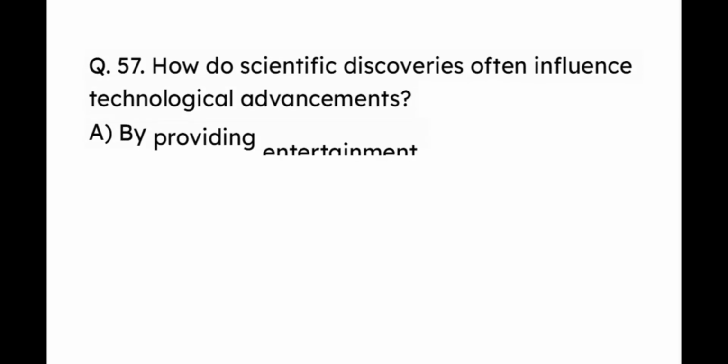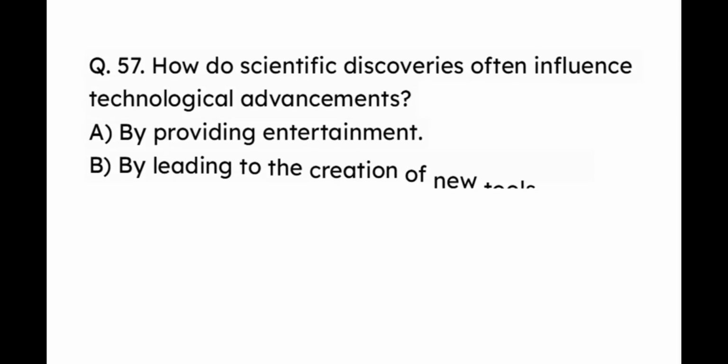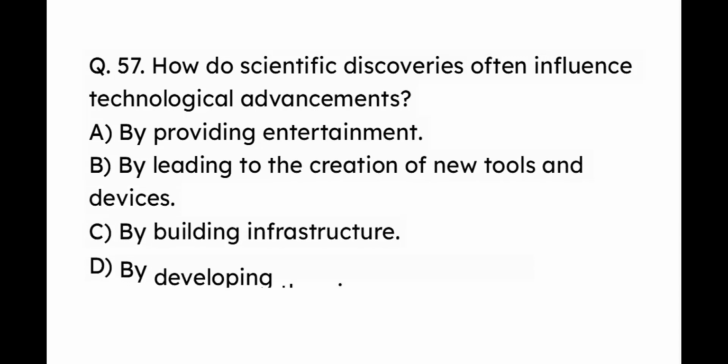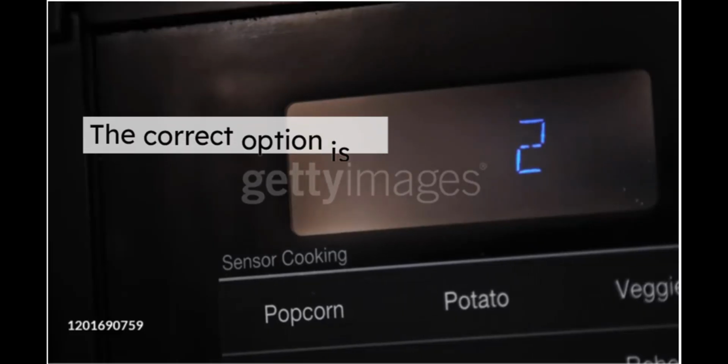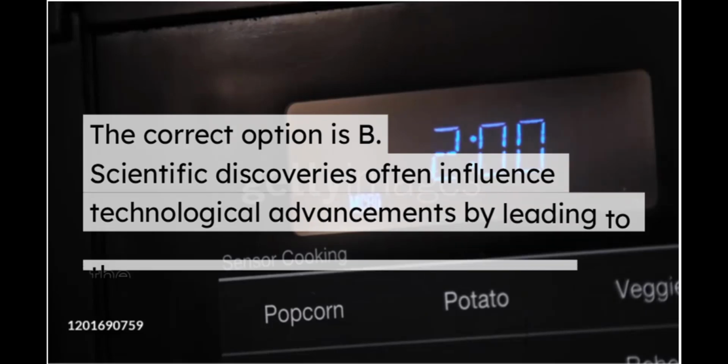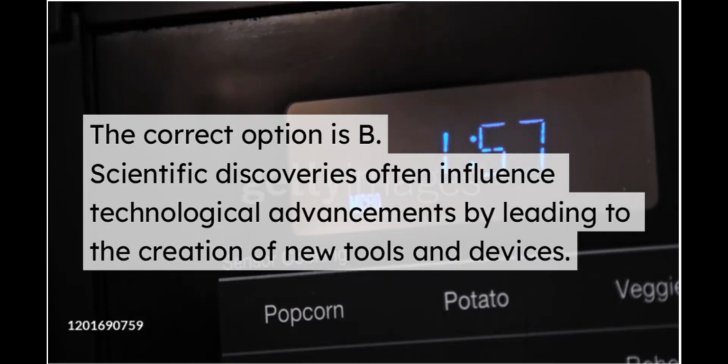Q57. How do scientific discoveries often influence technological advancements? A. By providing entertainment. B. By leading to the creation of new tools and devices. C. By building infrastructure. D. By developing theories about natural phenomena. The correct option is B. Scientific discoveries often influence technological advancements by leading to the creation of new tools and devices.